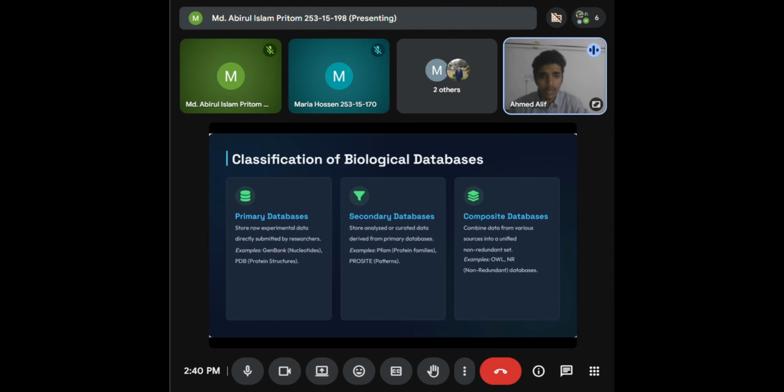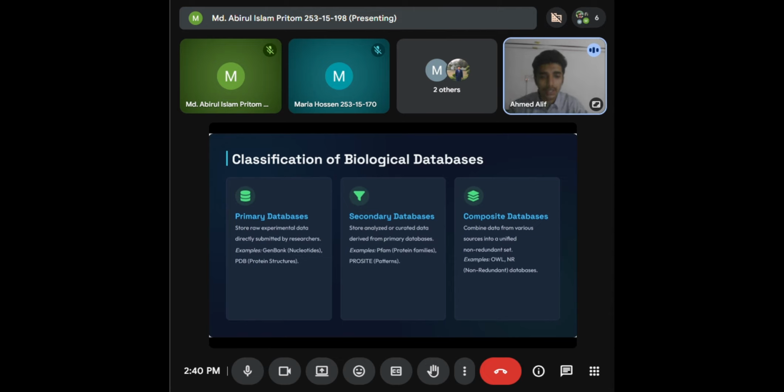Classification of biological databases. In this slide, I will briefly explain the classification of biological databases. First, we have primary databases. These databases store raw experimental data submitted directly by researchers. Examples include GenBank for sequences and PDB for protein structures.